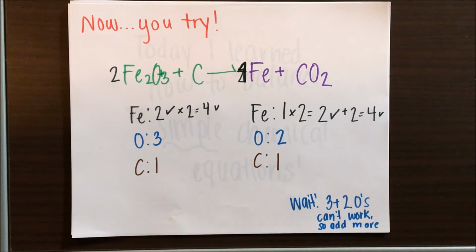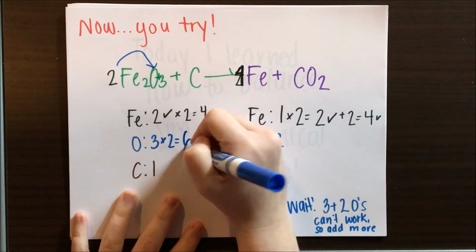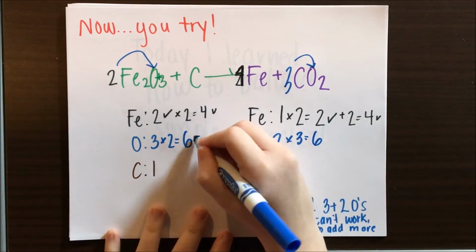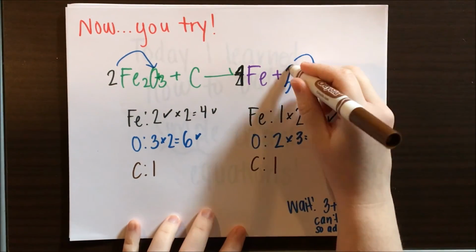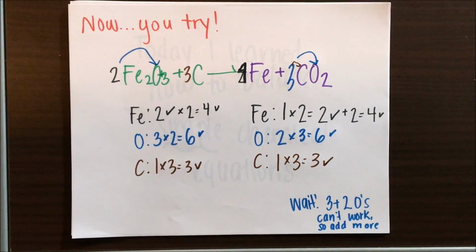So now we have to remember that our 3 times 2 oxygen gives us 6. And then on the right side we're going to give a 3 for the oxygen, give that 6, so our 6's match up now. Now our carbons on the right side, we've added that 3 coefficient, so we're going to multiply it by 3, and on the left we're going to add a 3 coefficient, and now we're balanced.